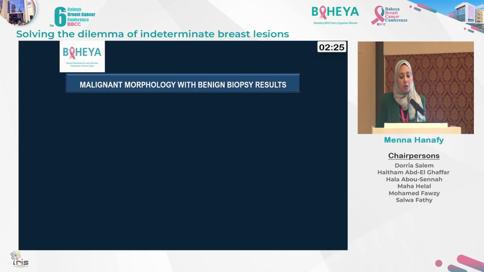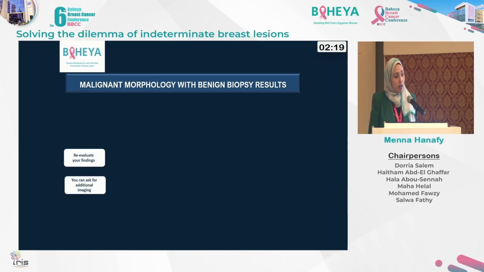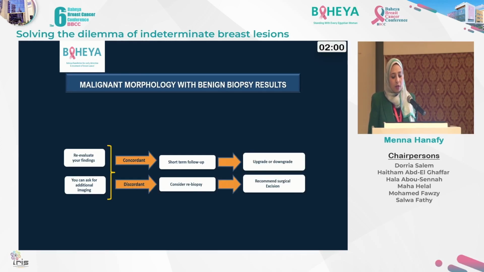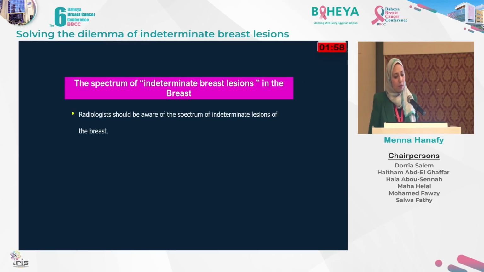So for lesions with malignant morphology, yet with benign biopsy results, re-evaluate your finding. You can ask for additional imaging, and if they are concordant, short-term follow-up is recommended, strict short-term follow-up, and accordingly upgrade or downgrade. If discordant, consider rebiopsy and recommendation of surgical excision.